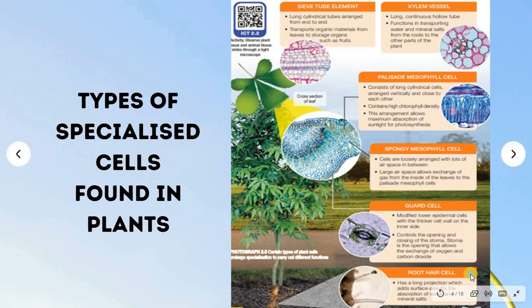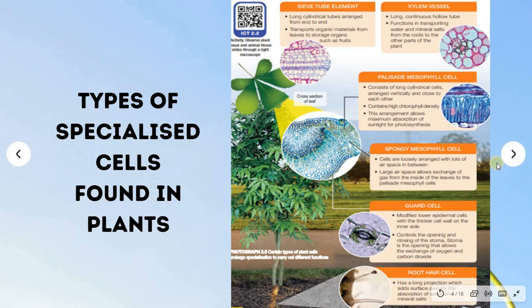So, root hair cells. It is a specialized cell found at the root. It has a long projection, which adds surface area for the absorption of water and mineral salt. So every root has root hair cells. For what? To maximize the absorption of water and mineral salt.